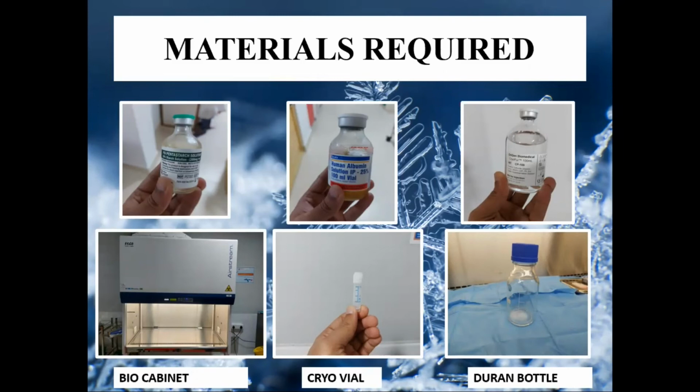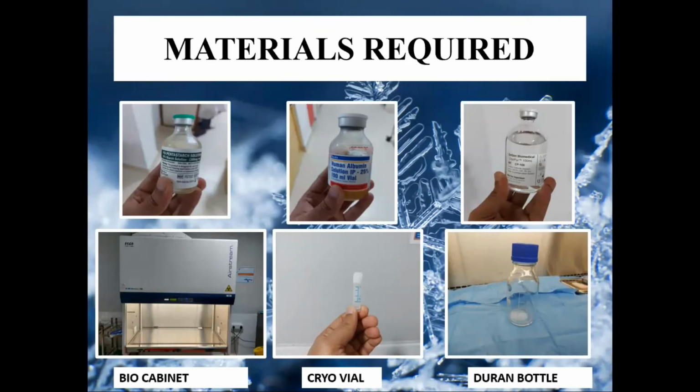So moving on to the procedure as such, what are the materials you require for cryopreservation? Various hospitals have various protocols. This is my protocol, the Amrita protocol, which I will be explaining. At the time of demonstration, the MVR protocol will be explained and demonstrated to you. Our protocol requires the materials: 20% pentastarch, 25% human albumin, and 100% DMSO.